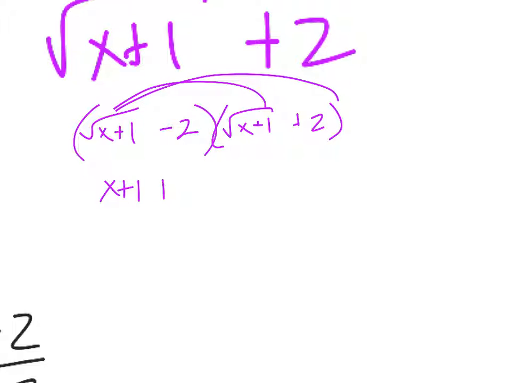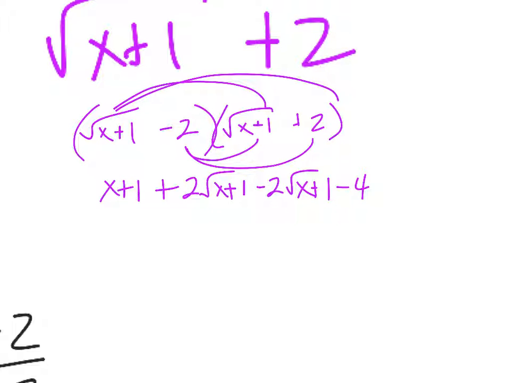Outside terms, so plus 2 times the square root of x plus 1, negative 2 square root x plus 1, and then the negative 4. So these end up canceling out, and you're just left with x plus 1 minus 4.